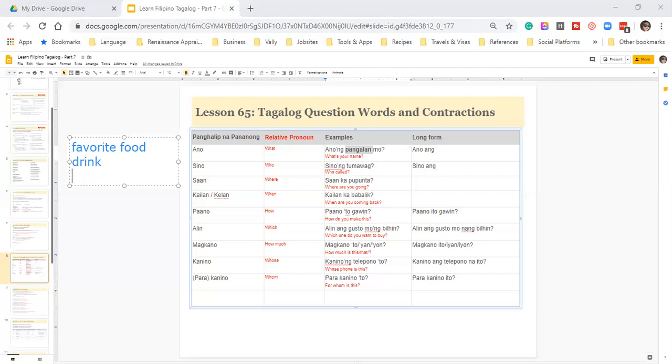So favorite, I'm going to put the words in Tagalog, okay? So you can combine them. All right, paborito. Now if you're going to combine that with a noun, you're going to have to add the linker. Okay, paboritong, and then either drink. So you can say food, drink, what else? Color.